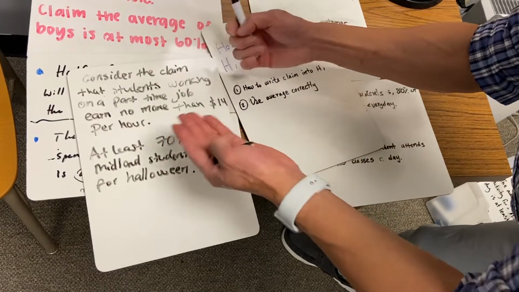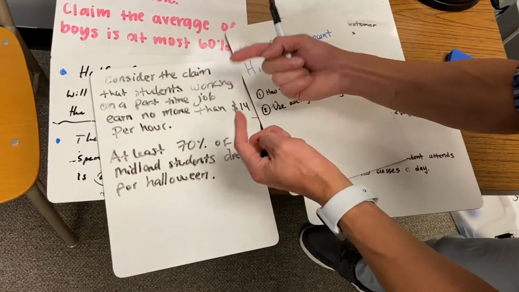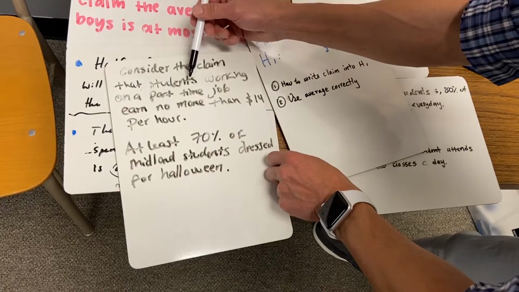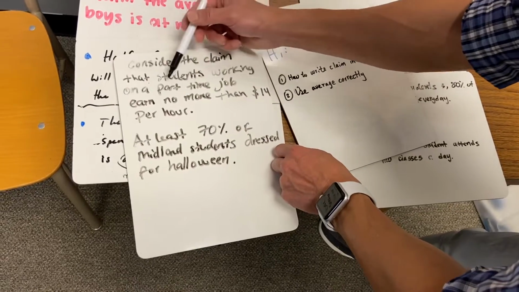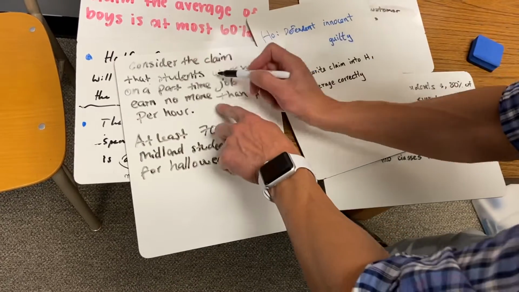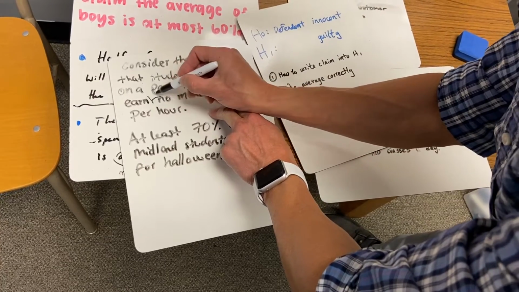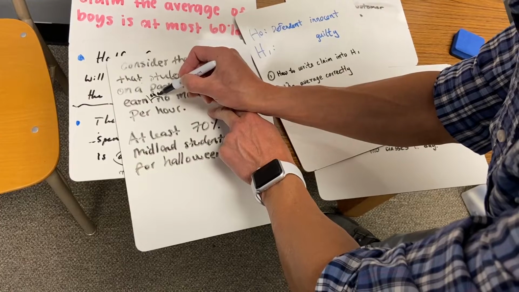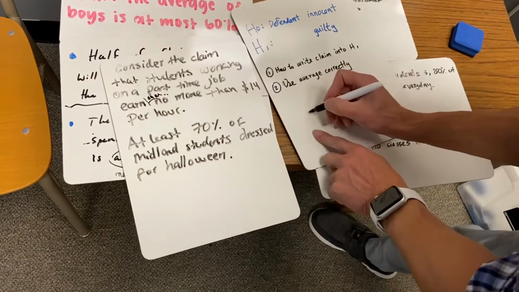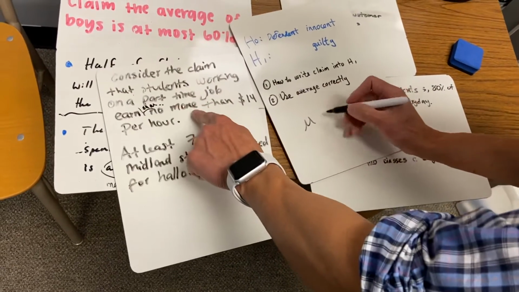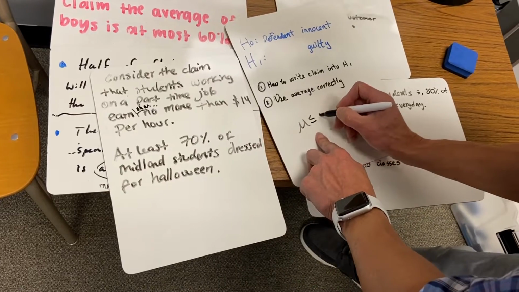Here, let me also point out another suggestion. It doesn't say average, right? I certainly would add: students working on a part-time job earn on average. I would add another term, on average, over there. Now, it says no more than, that means less than or equal to 14, right?